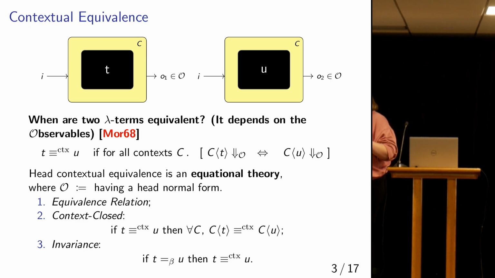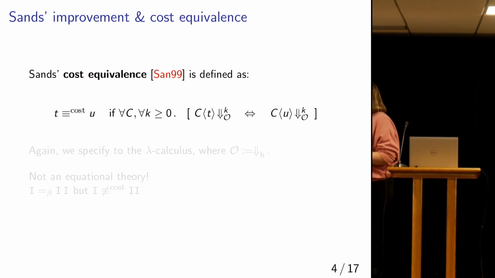So if I move from this notion of a contextual equivalence where we only observe the result of a computation and try to also observe some things with the computation, I can, for example, observe the number of steps that it takes to compute. And so this is linked with the theory of improvement developed by Sands. And so here I will talk about the symmetric version, the definition of cost equivalence.